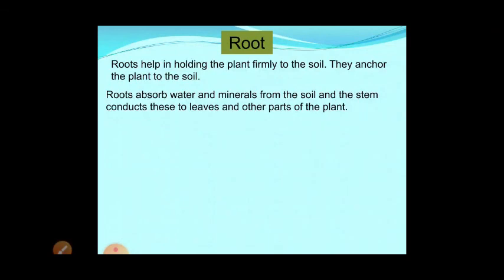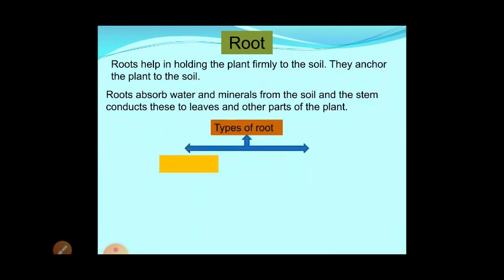Now, regarding their structure, there are two types of roots. One is the tap root, which has one main root from which the stem will grow, and some lateral roots will come out. Plants like mango, jackfruit, the big banyan tree, tulsi plant, rose plant and hibiscus plant all have a tap root. It has one main root, and from that main root some sub roots come out, which are called lateral roots.